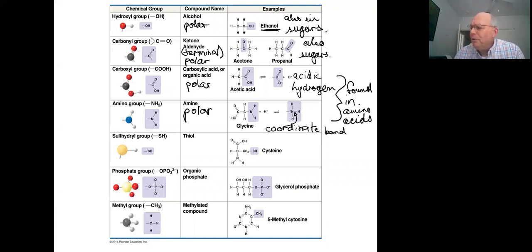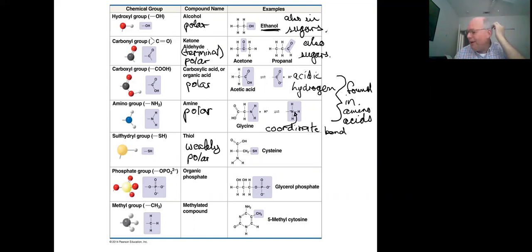The next group is called the sulfhydryl group. It is weakly polar. The book typically represents this as being non-polar, but it's actually very, very weakly polar.